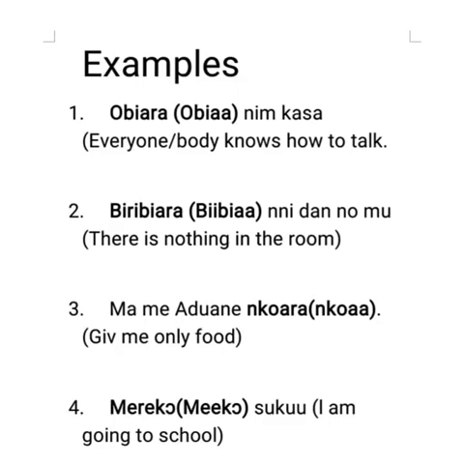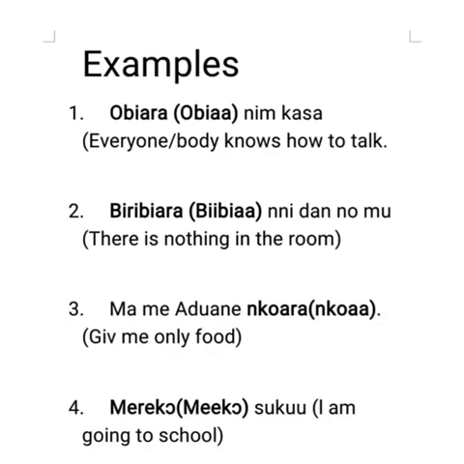The first one, you write it as Obiara nimkasa. But when you are pronouncing it, you will say Obia nimkasa. That's the one in brackets. That's everybody or everyone knows how to talk. The second example is Biribiara ni danumu. That's how you write it, but when pronouncing it, you say Bibia ni danumu. There is nothing in the room.